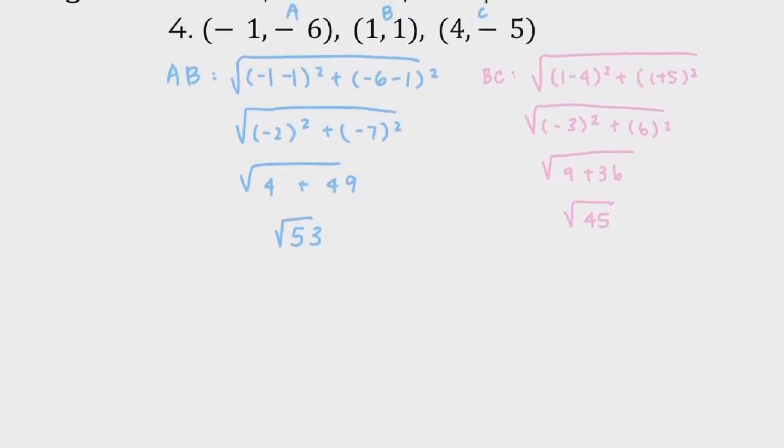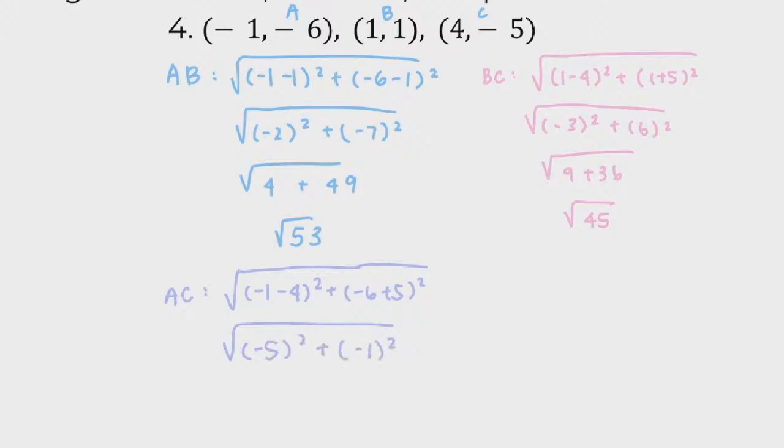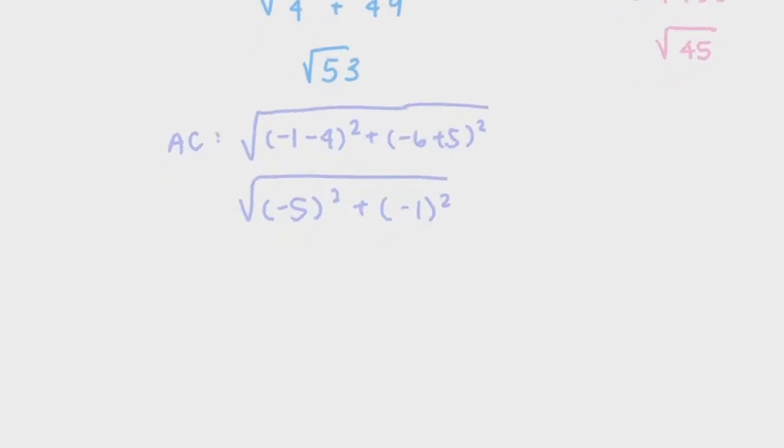And the last one is AC. So that's going to be the square root of -1 minus 4 squared plus -6 plus 5 squared. So we get -5 squared plus -1 squared. That's going to equal square root of 25 plus 1, which is the square root of 26.